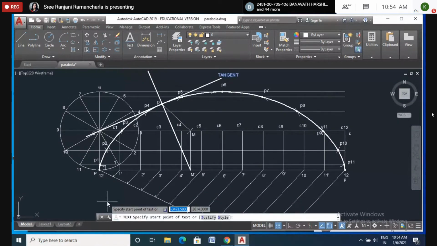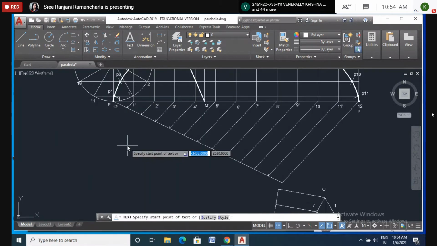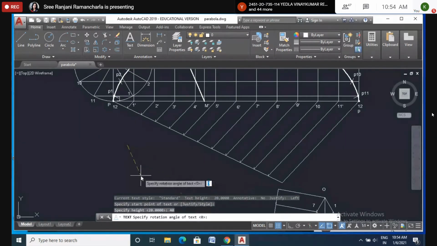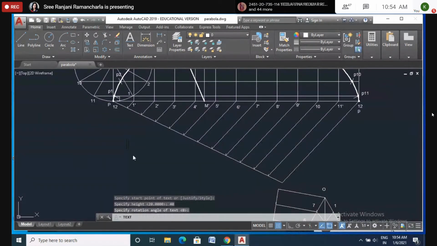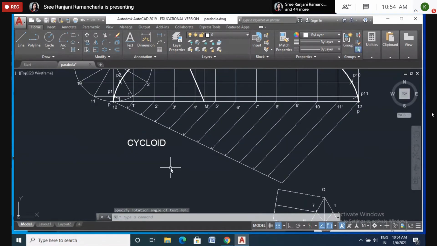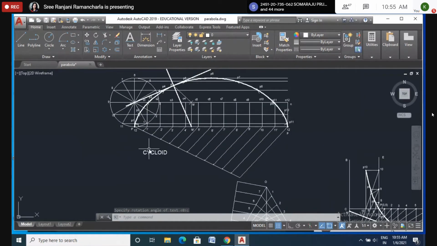So this is you here. Please write a little bigger. What is this? This is a cycloid. So here I will write cycloid. I want to change here 40 as per the dimensions I set here. Okay, 40. Cycloid. Okay, like this. So please show it in your notebook also in this way.